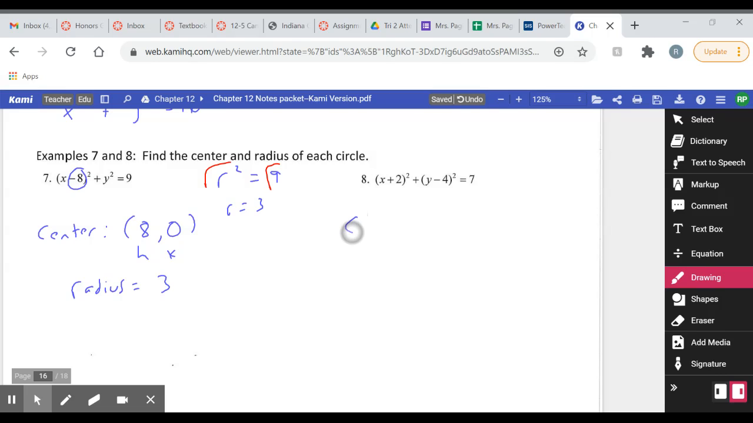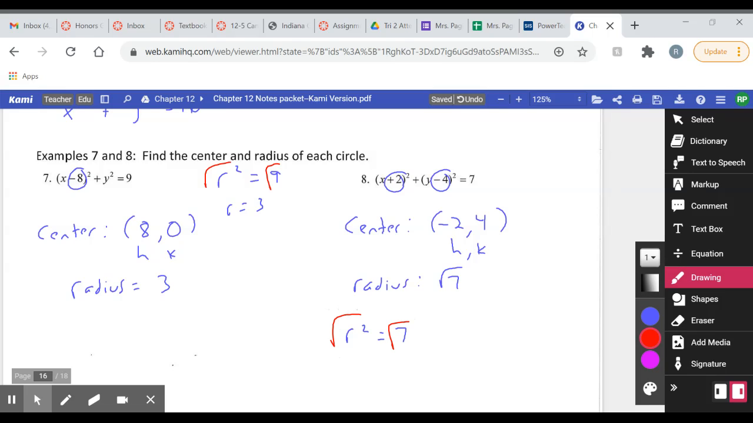And then on number 8, my center, again, h, k. So opposite of this number is going to be negative 2. Opposite of this number is positive 4. And my radius is going to be actually square root of 7. Because again, if r squared is equal to 7, and I take the square root of each side, then I end up with r is equal to square root of 7. So that's where that is coming from.